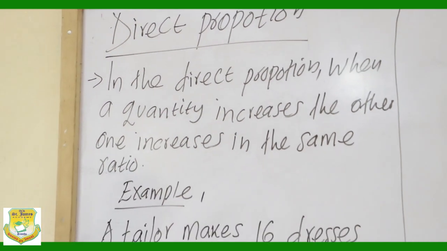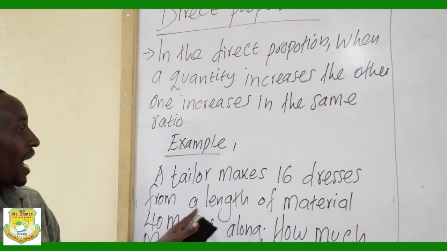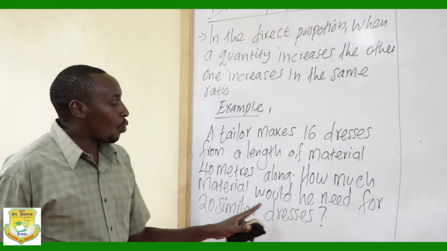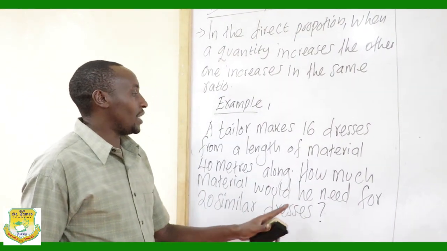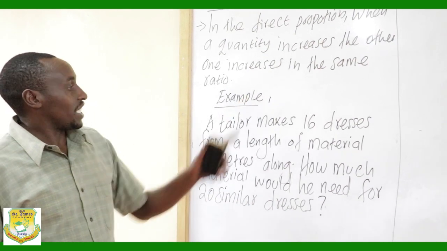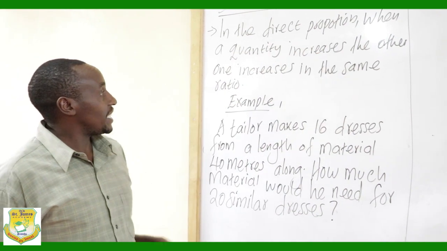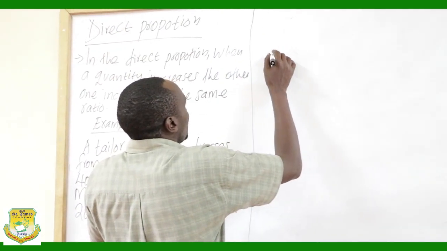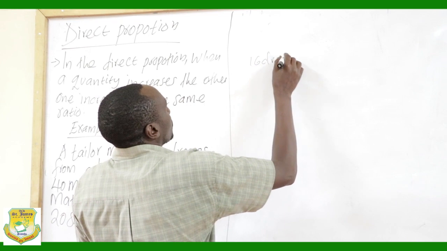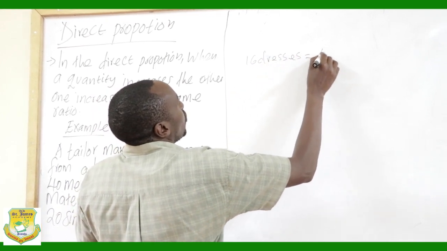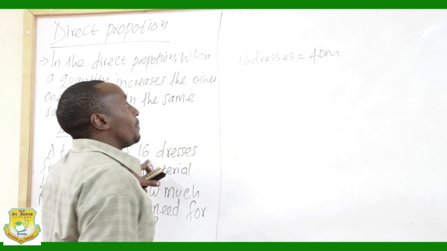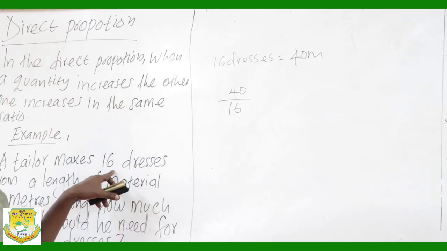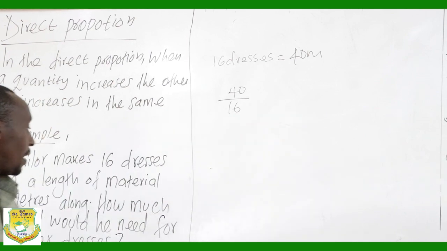Example one, we are told, Atila makes 16 dresses from a roll of material, 40 meters. How much material would he need for 20 similar dresses? As we are told here, when one quantity increases, it makes the other one increase. So we are given the number of dresses made, 16 dresses. This one requires 40 meters. So I take 40 meters and divide by 16, so that I get what length of material one dress requires.